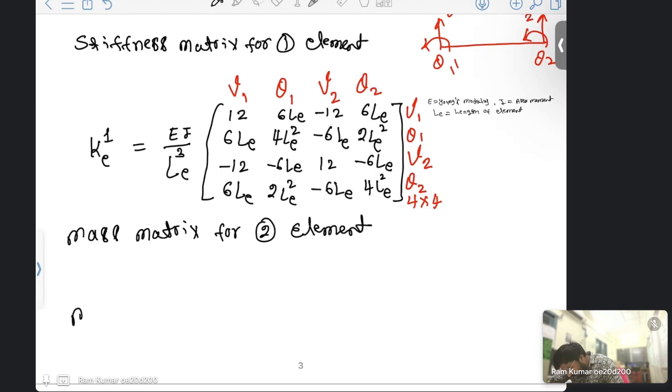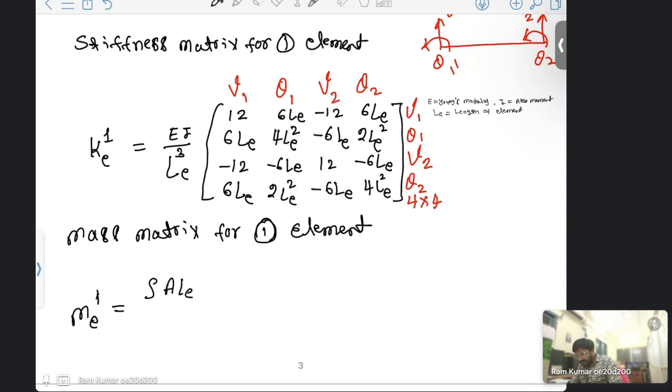So I will write here mass matrix for element 1. Sorry, first element only, not second. So we are going to find a stiffness and mass matrix for each element. So now we are going to find the mass matrix for the first element. What will be our formula?